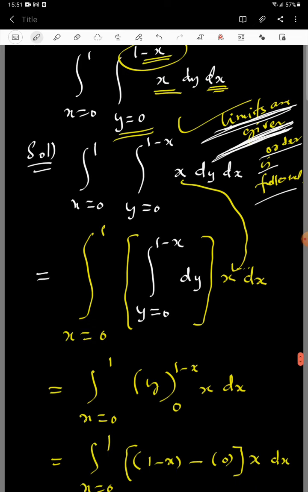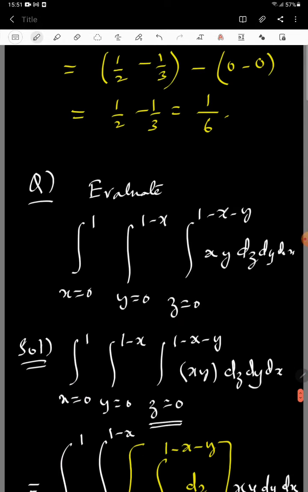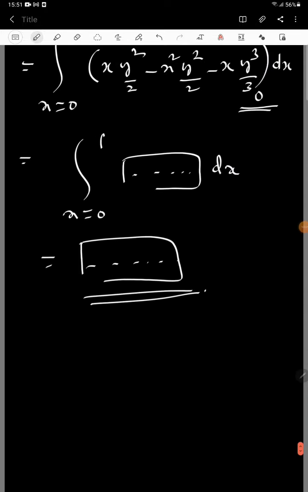So the given order is that the inner integral is y, so first integrating with respect to y, then we will go for integration with respect to x. This value is calculated. The same concept is applied here for a triple integral, first with respect to z, then with respect to y, then with respect to x. So I hope you have understood this one.